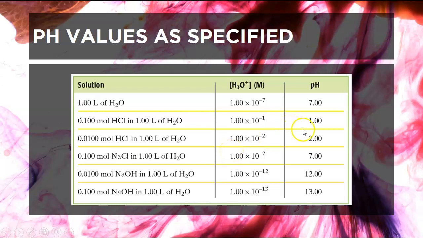So you can see the pattern here. If I have a negative 7 up here, my pH is 7. Negative 1, my pH is 1. As long as the base number is 1, the pH is just the opposite of the power of 10. So 1 times 10 to the negative 12th gives me a pH of 12. 1 times 10 to the negative 13th gives me a pH of 13.